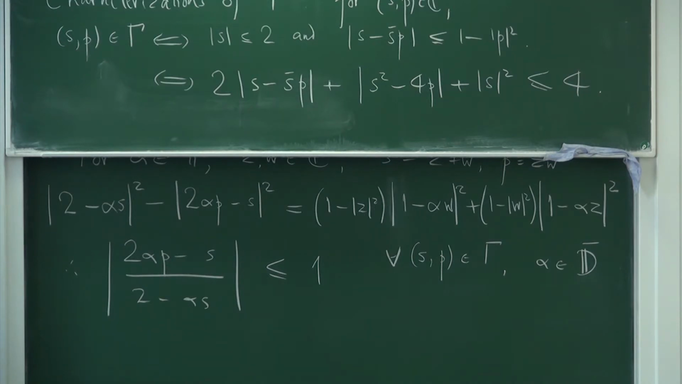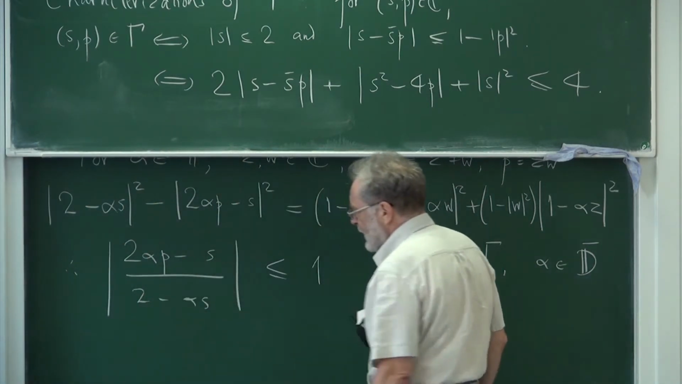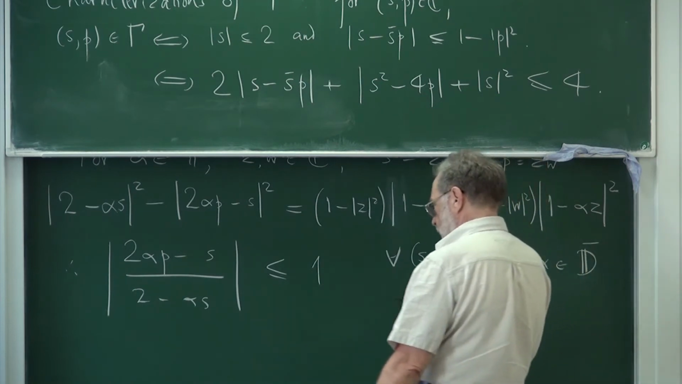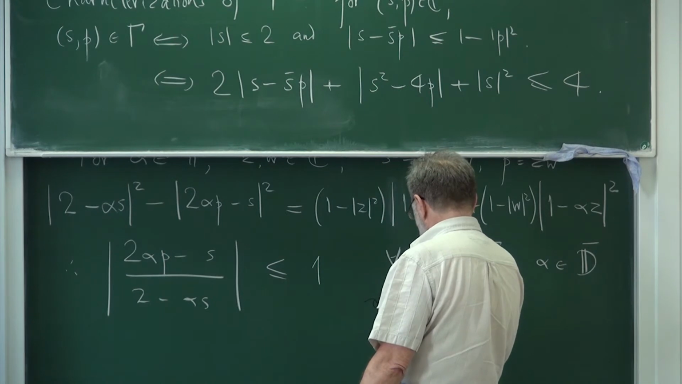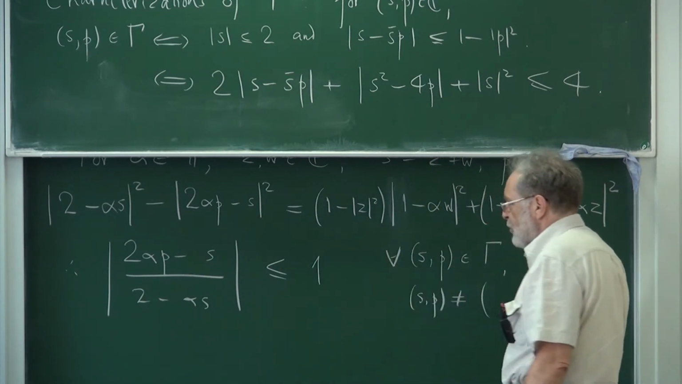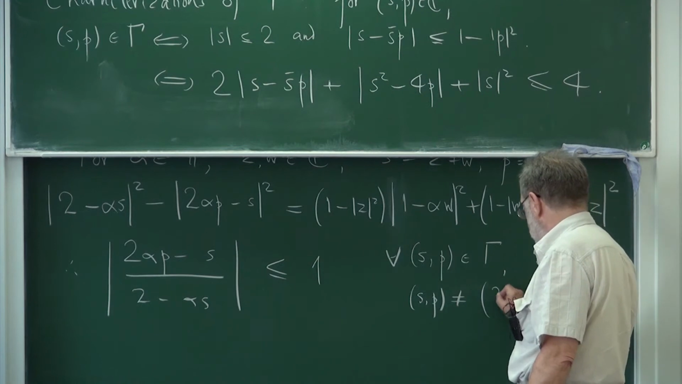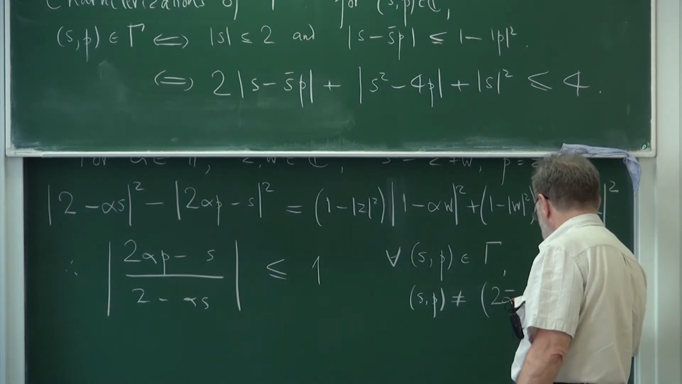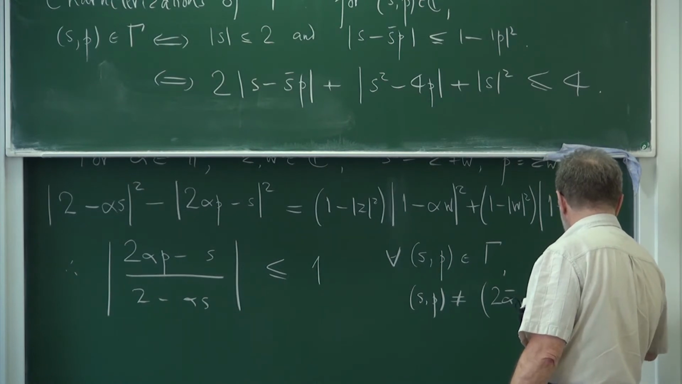That's actually not quite precise, because this thing would have a singularity at the point (s, p) equal to (2 alpha bar, alpha bar squared). There is just one point in gamma where this fails to be defined, and that's the point (2 alpha bar, alpha bar squared) if mod alpha equals 1.